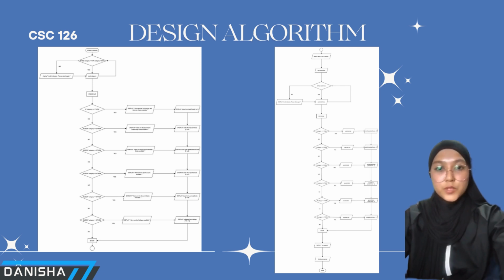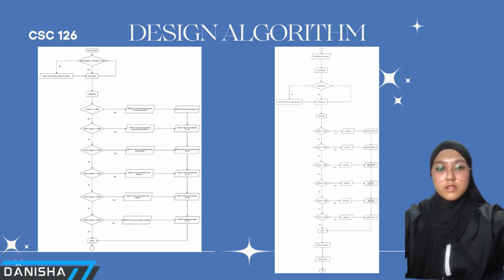And now I will explain my part in algorithm design. As you can see in the slide, we use two algorithm designs in this flowchart, which are the selection control structure and the loop. On this slide, we use while for the loop, and for the selection control structure we use if else.